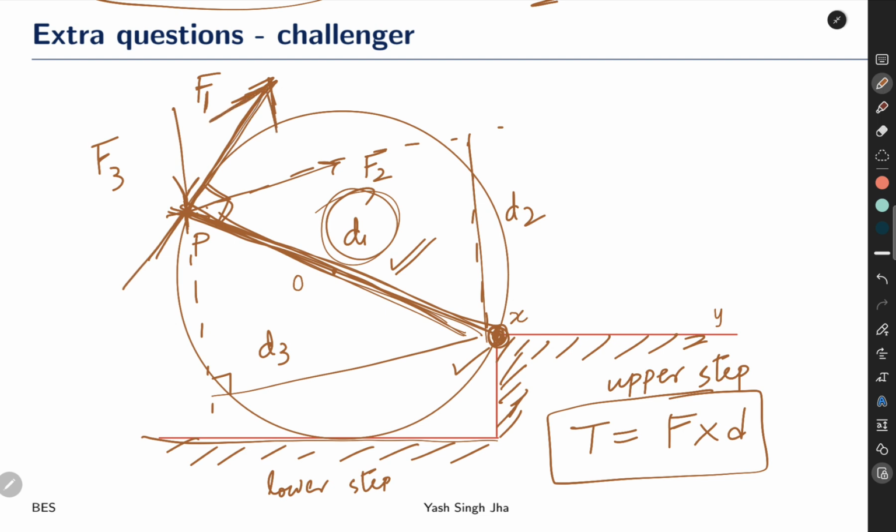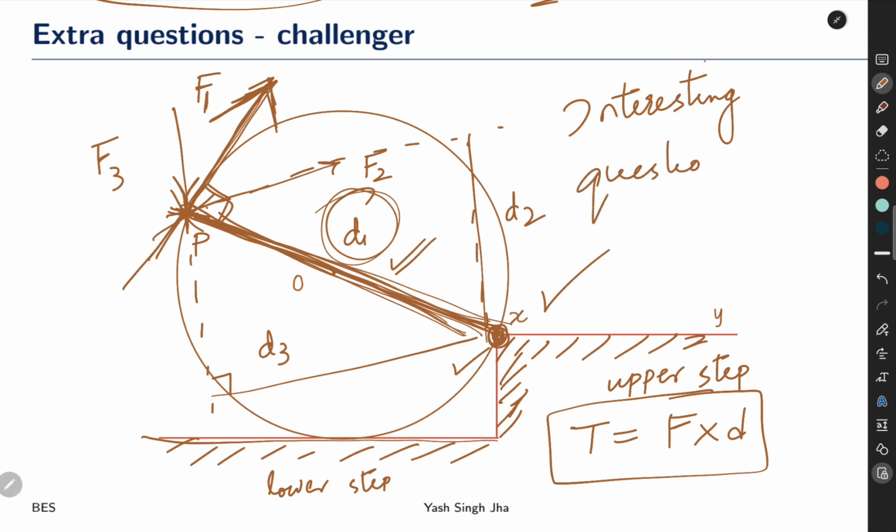How do I find this point P? It should be diametrically opposite to the point of rotation, which is x. Yeah, so this is a very interesting problem, which is very simple if you apply your common sense. If you visualize an object rotating or moving or rolling up a step, this becomes very easy. I would invite all of you to try to solve this problem on your own.